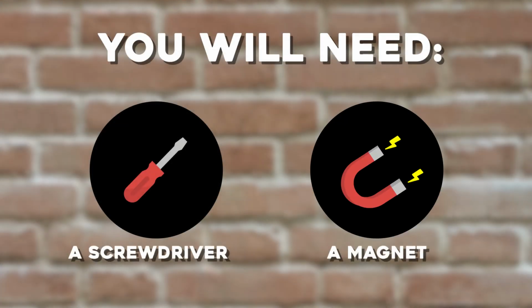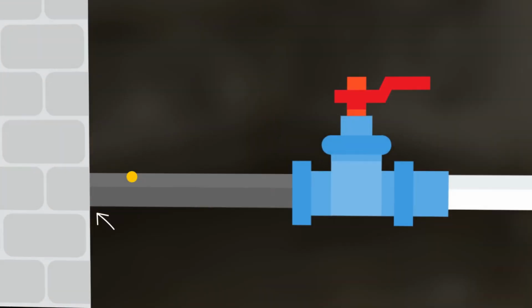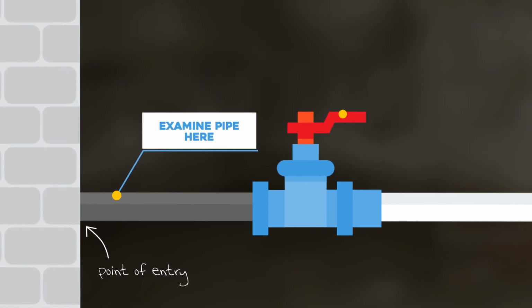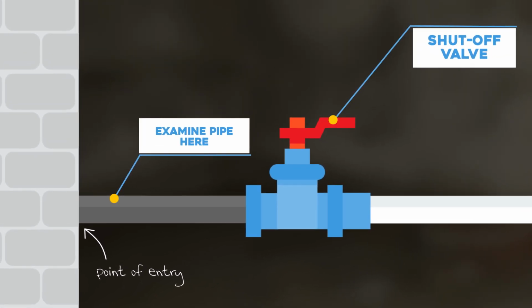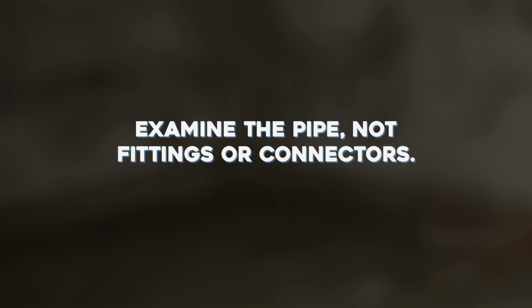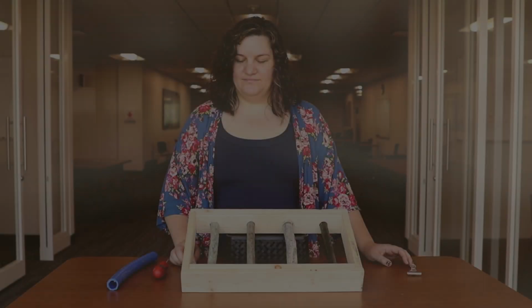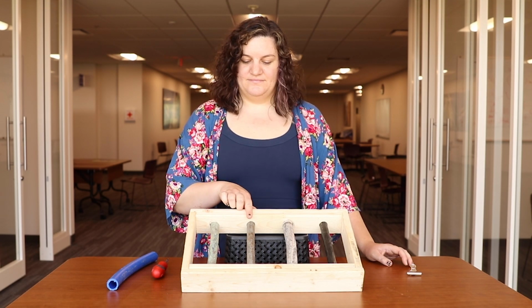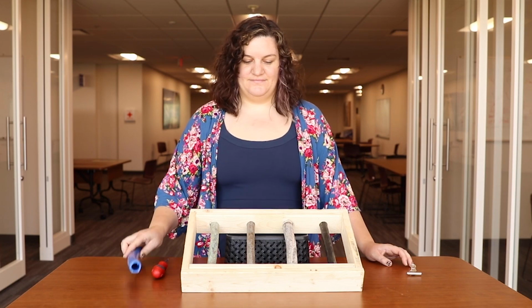Once you've located your water service line, you will need a screwdriver and a magnet to determine the material your line is made of. Note, you need to be looking at the pipe as close to where it enters the house as possible, in the area preceding the shutoff valve if one is present. This is because often the pipe material changes soon after it enters the home. Be sure to examine the pipe itself, not the fittings or connectors. There are 4 types of service line materials: copper, galvanized steel, plastic, and lead.